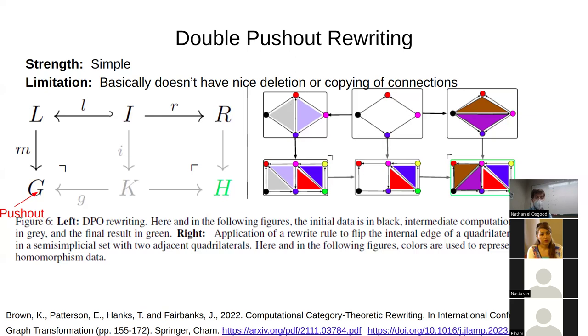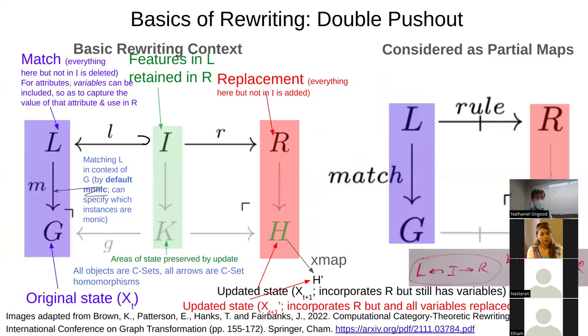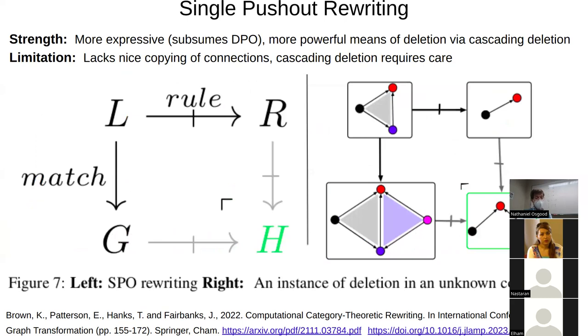Okay. Now, let's talk about single pushout rewriting. Here, you'll notice that we can delete something. So here's our little square, and we can find it in context. But with single pushout rewriting, we have the ability to delete one of these guys, this blue one. And this blue one, it's dependent on by something else. Look at that. It's depended on by this guy.